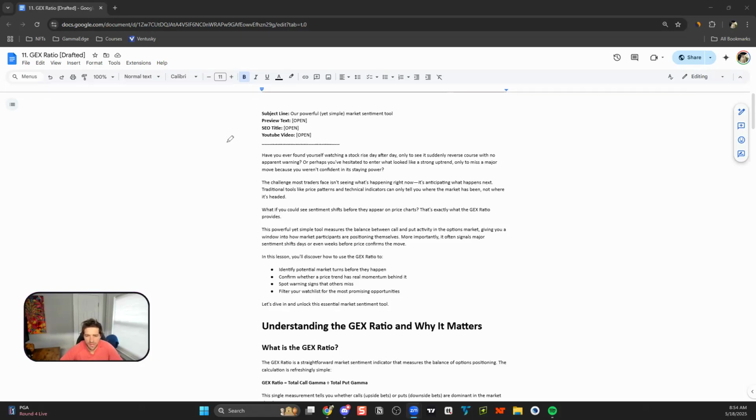Today we're going to be talking about the GEX ratio. So getting into that, have you ever found yourself watching a stock rise day after day, only to suddenly see it reverse course with no apparent warning? Or perhaps you've hesitated to enter what looked like a strong uptrend, only to miss a major move because you weren't confident in the staying power?